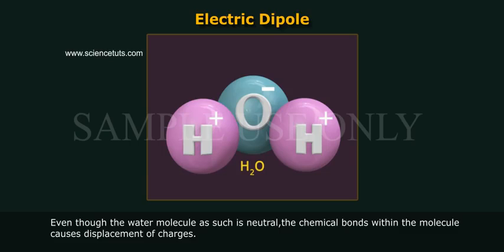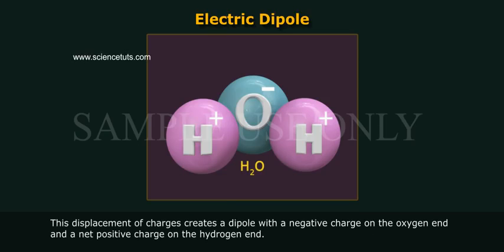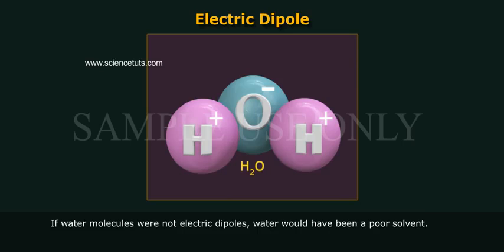Even though the water molecule as such is neutral, the chemical bonds within the molecule cause displacement of charges. This displacement of charges creates a dipole with a negative charge on the oxygen end and a net positive charge on the hydrogen end. If water molecules were not electric dipoles, water would have been a poor solvent.